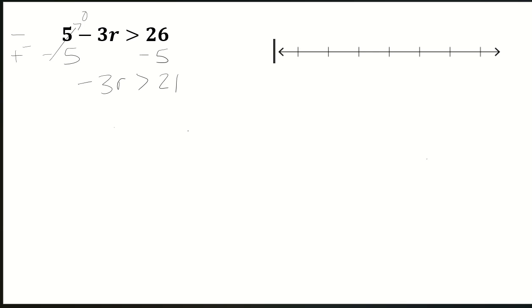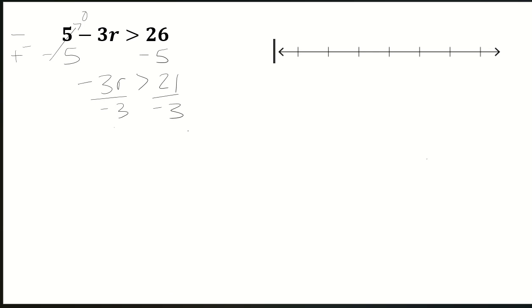Negative 3R. Now I've got to get rid of the negative 3. Negative 3 is a number and it's kind of stuck to this variable. This is called a coefficient. A coefficient means that I have a number that is multiplied by a variable. So that's multiplication. Multiplication is an operation that doesn't require a symbol. So the inverse of multiplication is division. So I'm going to divide both sides by negative 3.